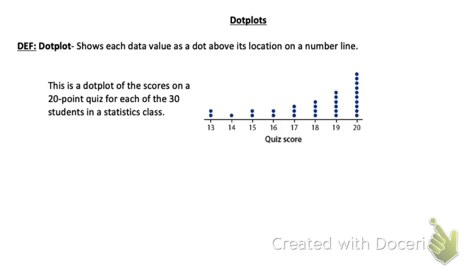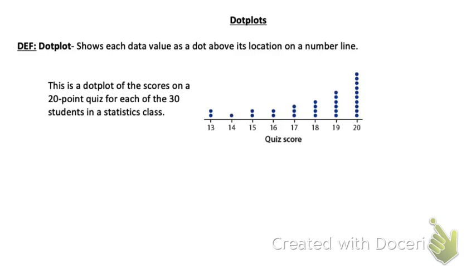All right, dot plots. Here's a dot plot, you guys. It shows the scores on a 20-point quiz for each of the 30 students in a statistics class. What was the highest score on this quiz? 20. How many people scored a 20?